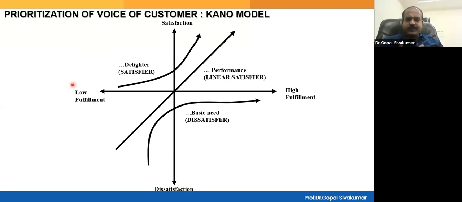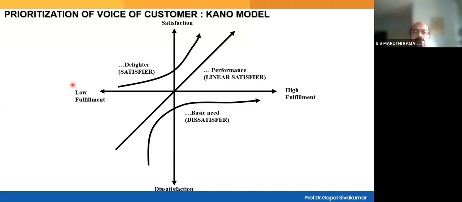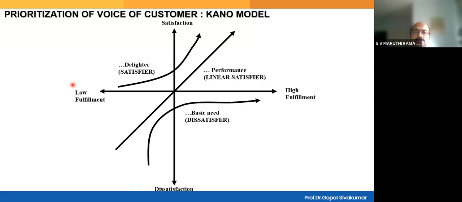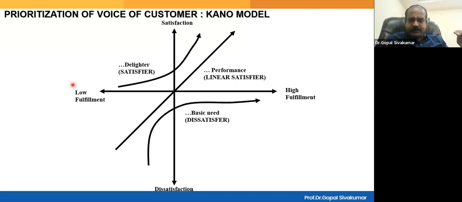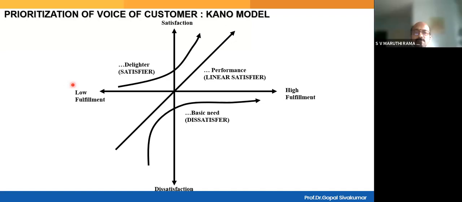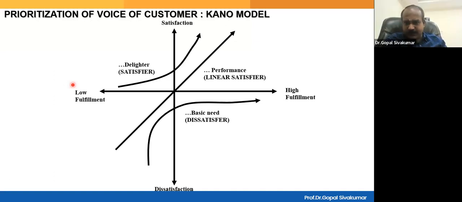See, always, when we deeply understand the subject, we will be able to define everything. For the question, you yourself can give an answer. For example, imagine your product with respect to a particular linear satisfier, you have come up to a certain level. Will you ever take efforts to reduce the performance? Never. There is a possibility of reducing performance because of a lot of variation. If you don't give proper attention, yes, performance will reduce.